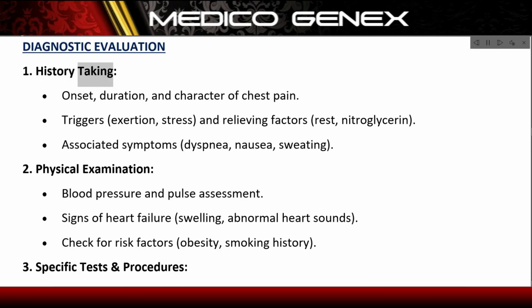Diagnostic evaluation. 1. History taking. Onset, duration, and character of chest pain. Triggers, exertion, stress, and relieving factors, rest, nitroglycerin. Associated symptoms, dyspnea, nausea, sweating. 2. Physical examination. Blood pressure and pulse assessment. Signs of heart failure, swelling, abnormal heart sounds. Check for risk factors, obesity, smoking history.